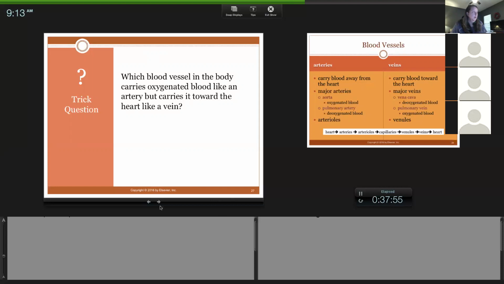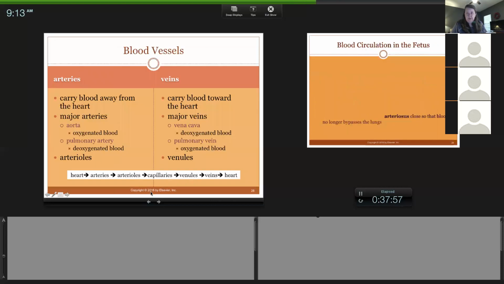Now, how we break this down, and I know I'll be finishing up because I want to get you guys to Nemer. Arteries carry blood away. Aorta is the major artery that goes to the body for oxygenated blood, and the pulmonary artery is the major artery that goes to the lungs. And then veins carry blood towards the heart. The major vein is the vena cava, which has deoxygenated blood. The other major vein is the pulmonary vein, and those are coming from the lungs.